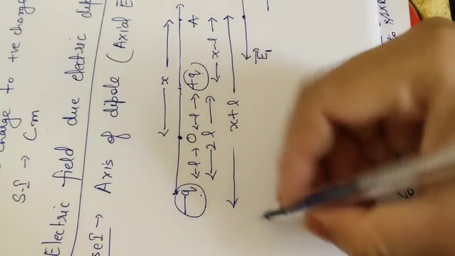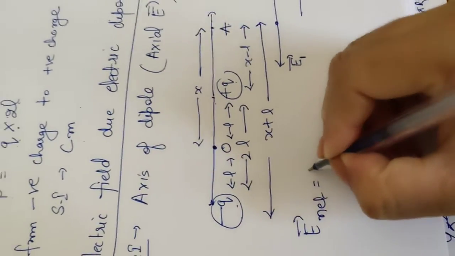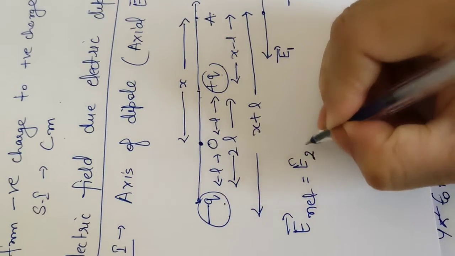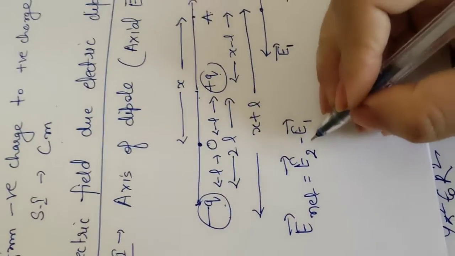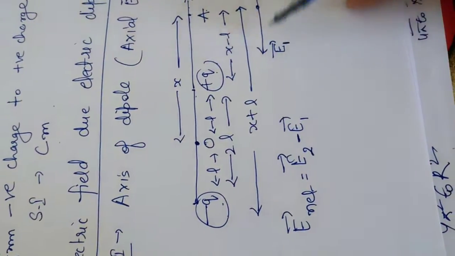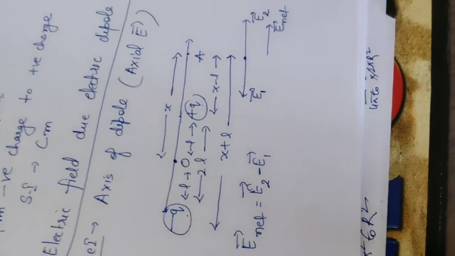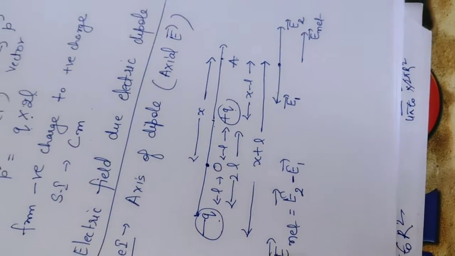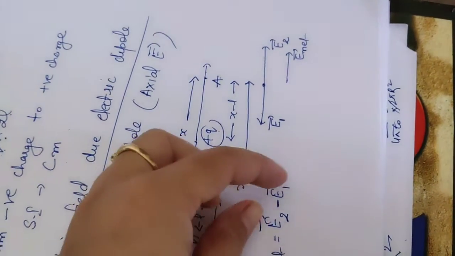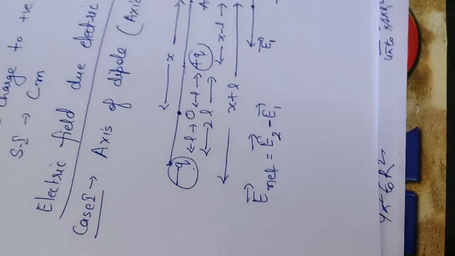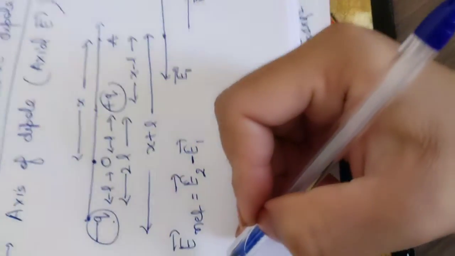And mathematically also we can say that E net will be equal to E2 minus E1. The negative sign is because E1 and E2 are in opposite directions. Now if we need to find E net, we need to find firstly E1 and then the value of E2, and then we will substitute these two values in this formula. So how can we find E1 and E2?